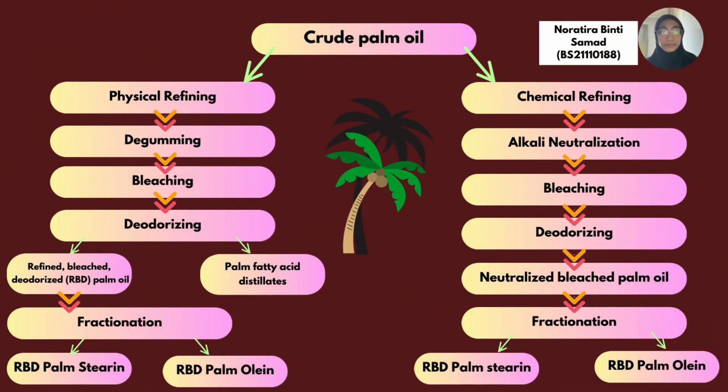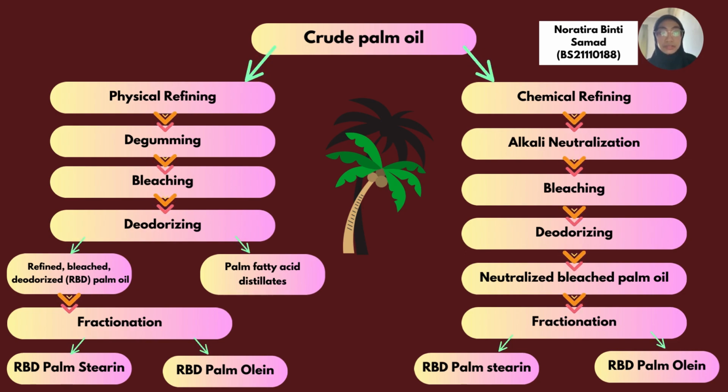This is the complete flowchart of crude palm oil. There are two types of refining, which are physical refining and chemical refining. Physical refining includes the degumming, bleaching, and deodorizing process to produce two products, which are refined, bleached, deodorized palm oil and palm fatty acid distillate. The RBD palm oil will then undergo fractionation to produce RBD palm olein and RBD palm stearin.